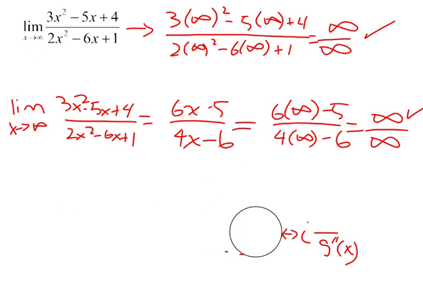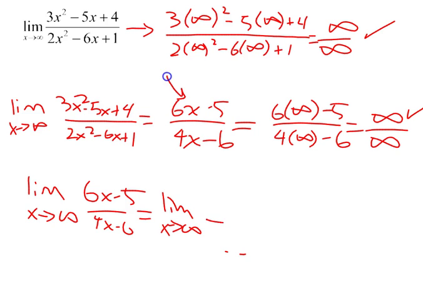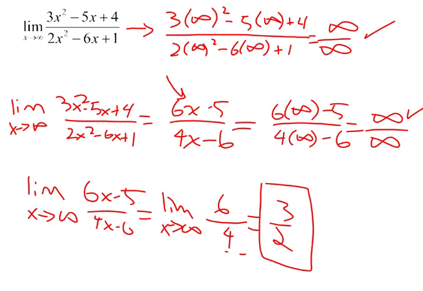So couldn't I apply L'Hopital's one more time to this ratio and get the limit as x approaches infinity of 6x minus 5 over 4x minus 6? Wouldn't that be equal to the derivative of the top, which would be just 6, and the derivative of the bottom, which would just be 4? Oh, that reduces to 3/2.